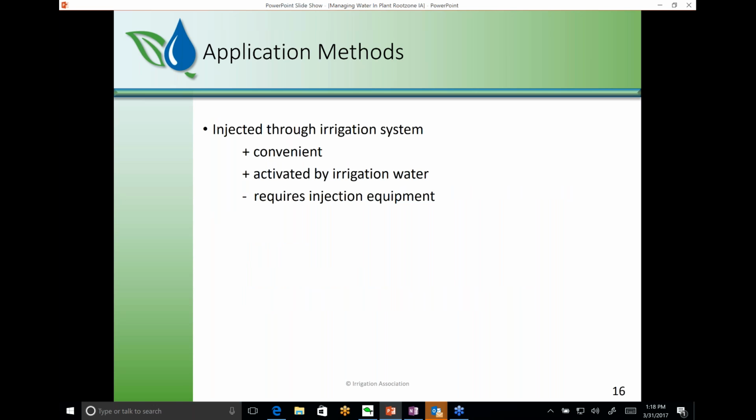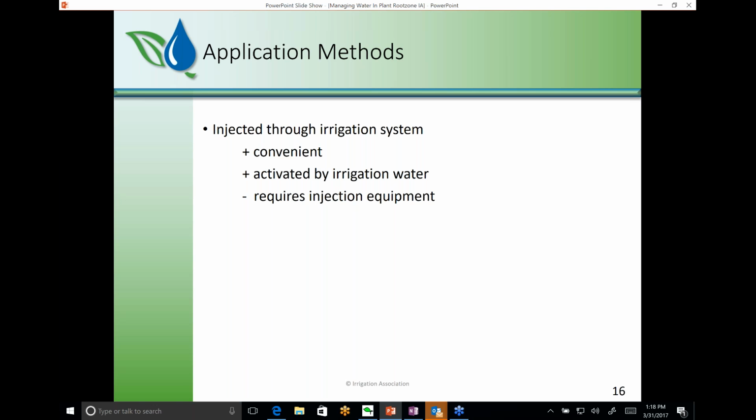Finally, the last method of applying these types of products is injection through the irrigation system. At Precision Laboratories, we really like this method because it's very convenient. And what I like about it is that the irrigation water itself readily moves the water management chemistries into and throughout the root zone.